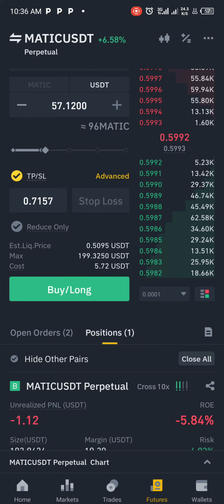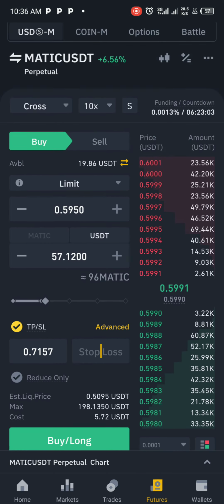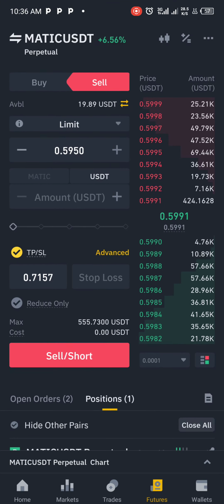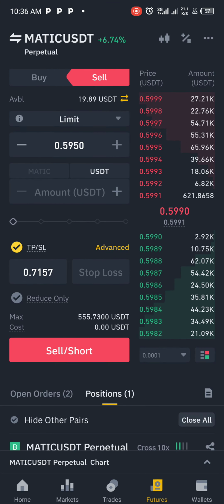So you are going to be given signals and you are going to be given where to take profit and where to take stop loss. So you insert the take profit here and insert the stop loss here. Once you are good with that, you click on the command. If the signal says buy, after inserting everything here, click on buy. If the signal says sell, you ensure that you click on sell. And once you're done, you click on sell.